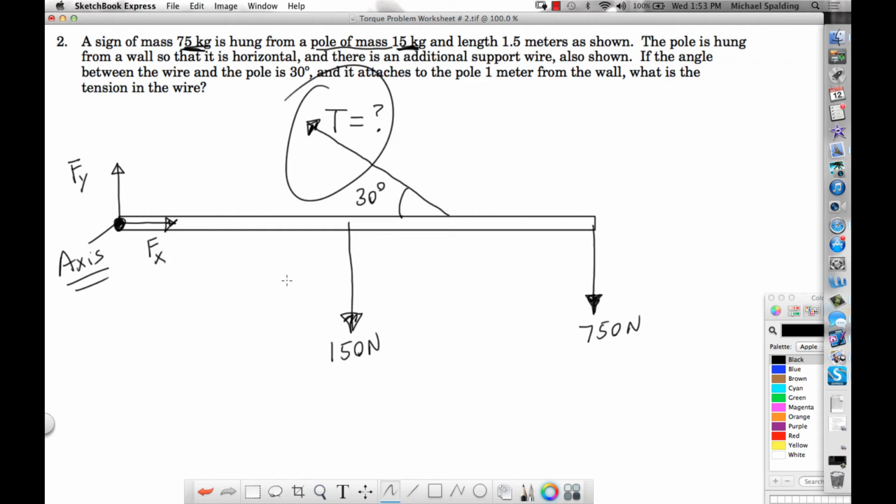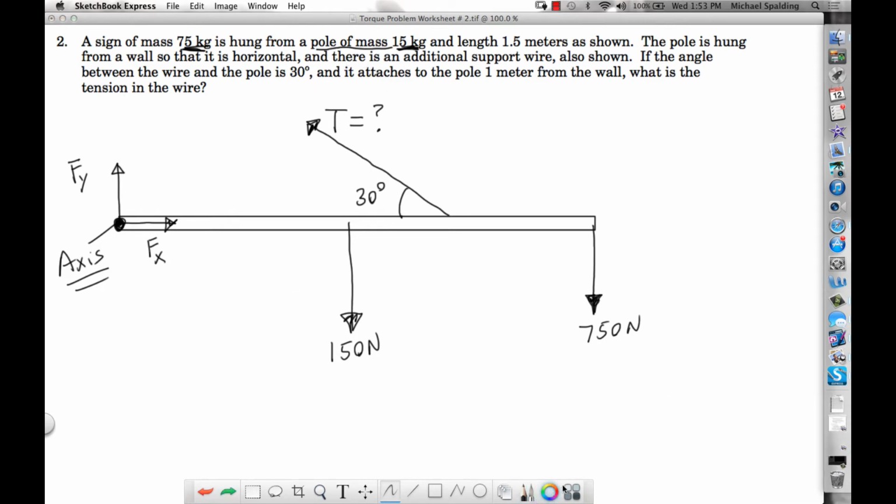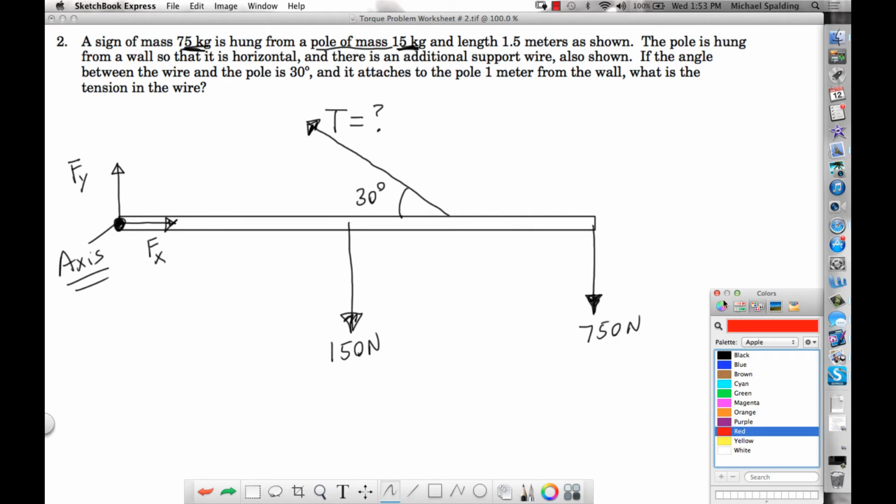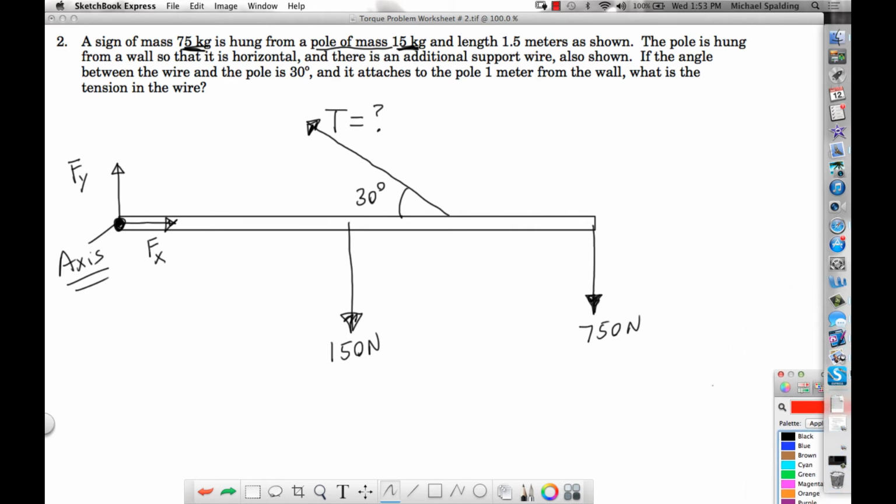The tension. Because why? It's at an angle. It's at a 30-degree angle. So now look, let's put our distances in here. I'm going to do this in red. Let's get red out. Scoot that over. So we measure distances from the axis. Ready? So like right here, that's the axis.